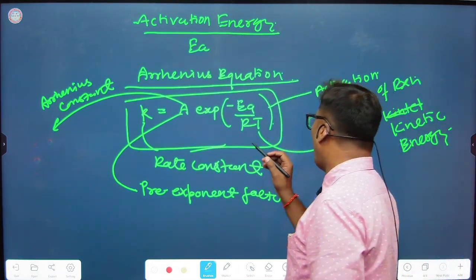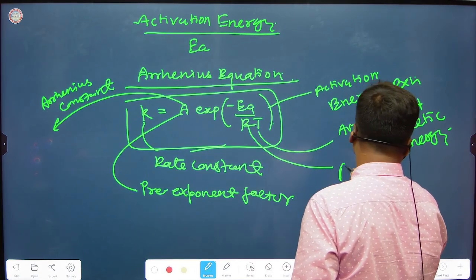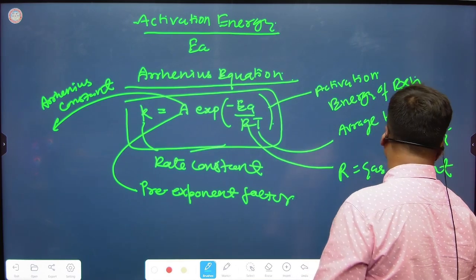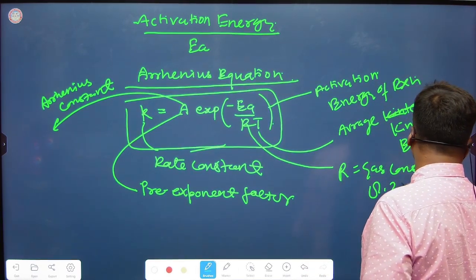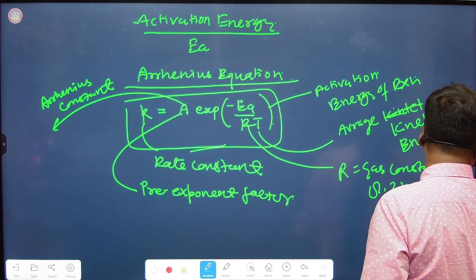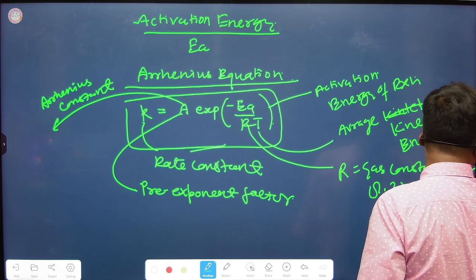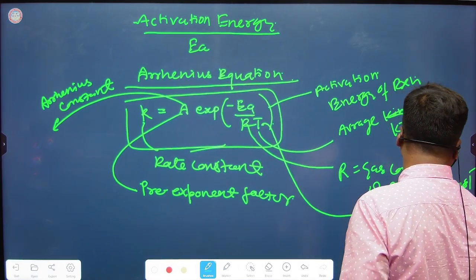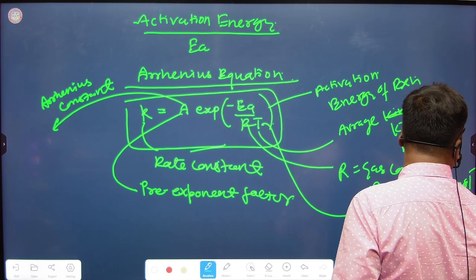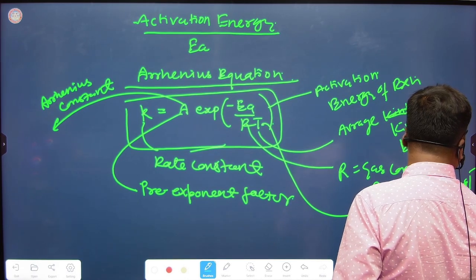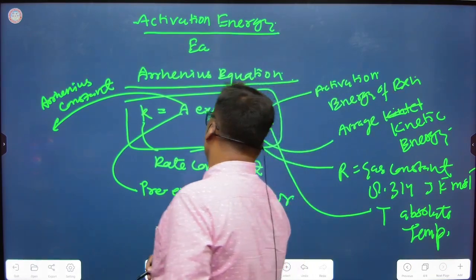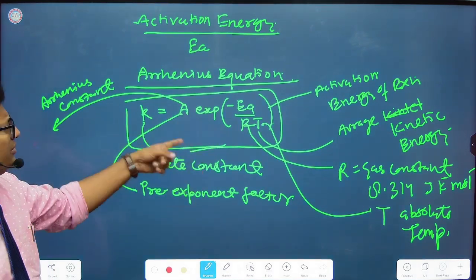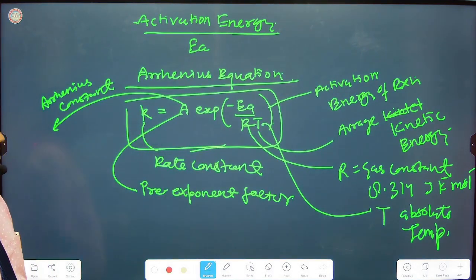In a separate form, R is the gas constant, which has a value of 8.314 joule per Kelvin per mole, right? And T is the absolute temperature in Kelvin. So these are the abbreviations of the terms in this particular Arrhenius equation.